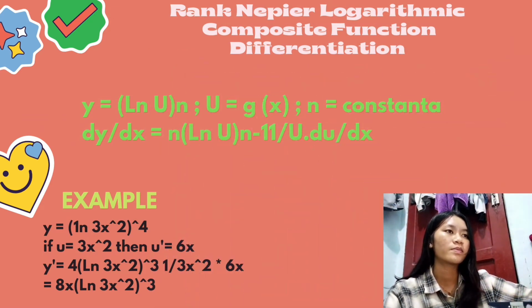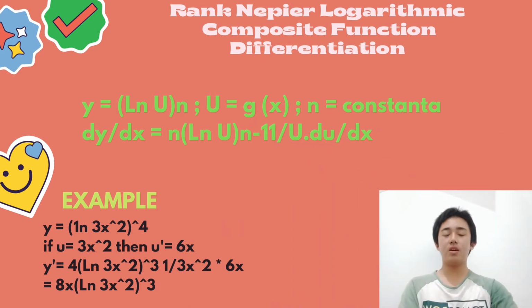Definition of logarithmic composite function rank. y = (ln u) to the power n; u = g(x); n is a constant. Then dy/dx = n (ln u) to the power n minus 1, times 1/u, times du/dx. This is the rank of logarithmic composite function differentiation.